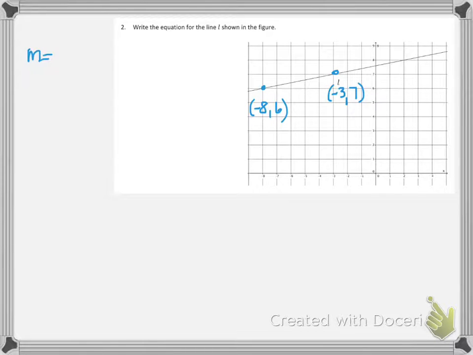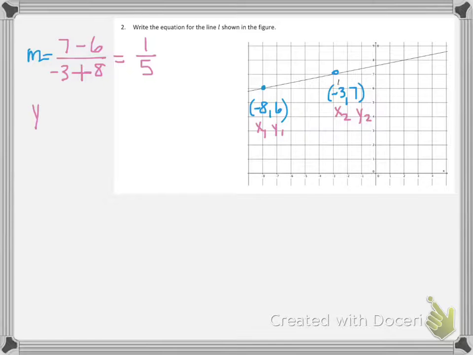Slope is equal to, well, in order to do this, I want to know which one's x1 and y1. So let's go x1, y1, that's this point, and the second x and the second y are over here. So now we're going to say y2, that's a 7, minus y1, that's a 6, over x2, that's a -3, minus x1, that's a -8. And then simplify. 7 minus 6 is 1, that's my numerator. And then the opposite of -8 is +8. So I have a -3 and a +8, that's a +5. My slope is 1/5.